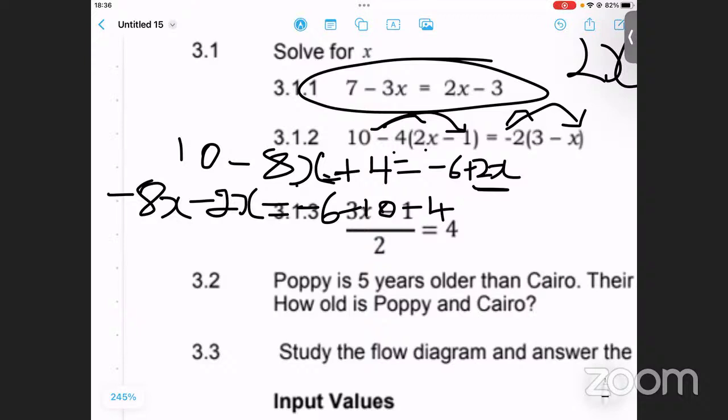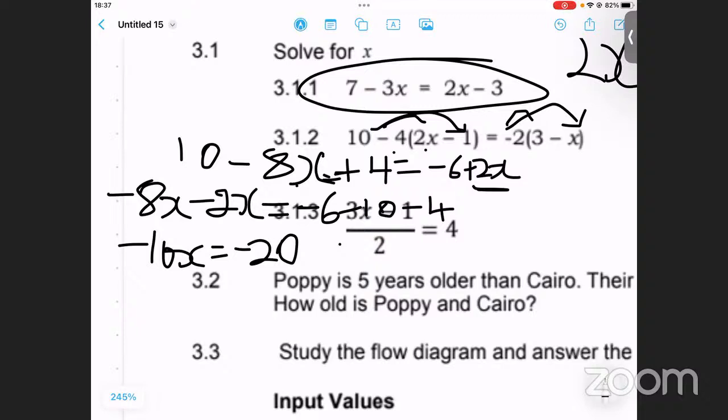You are having -8x, you're also having -2x. You can add them together, they will give you -10x, all right? Then -10x is equal to -6 -10 -4, which is going to be -20, because 6 plus 10 plus 4 is 20. So if they're all negative, that means it's going to be -20. Are we still together? Are we still together, guys?